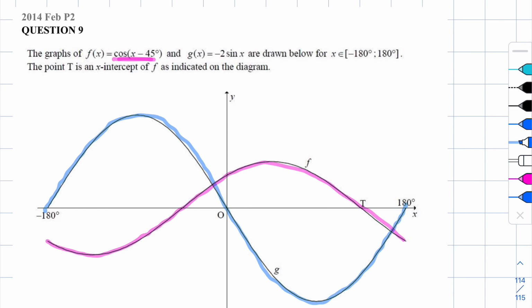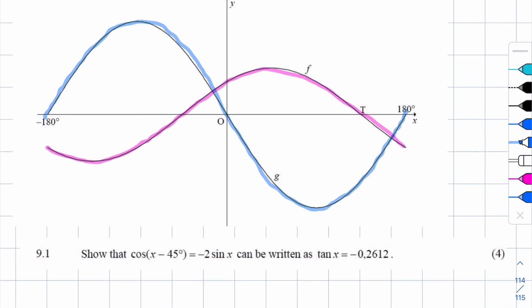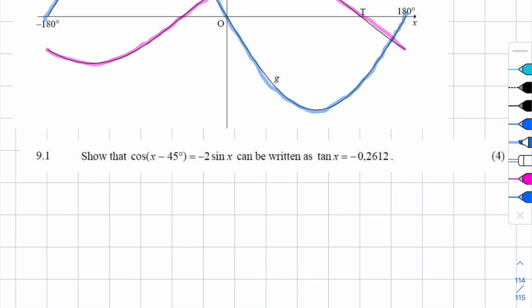They said here those two graphs are drawn below from x equal to negative 180 to positive 180. And then we are told that t is the x-intercept of f, as indicated on the diagram. Okay, let's look at the questions. The first question is, show that cos(x − 45°) equal to negative 2 sin x can be written as tan x equal to negative 0.2612. Basically here, this is the point of intersection.